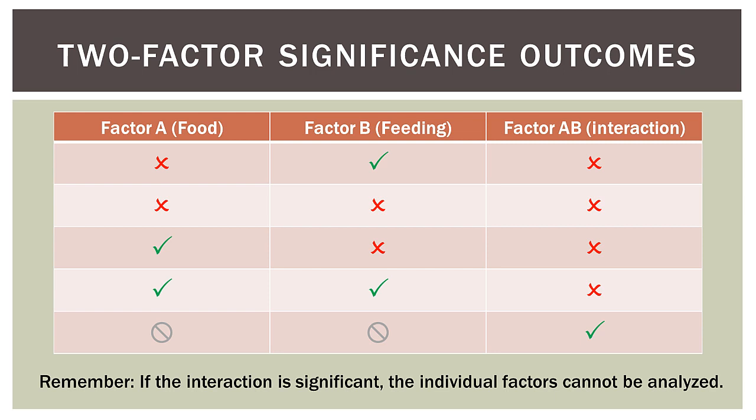And notice, once the interaction is significant, we don't even look, we don't even consider the two factors individually. If the interaction is significant, the individual factors cannot be analyzed because they are too intertwined. They are too confounded together. We cannot look at them separately.